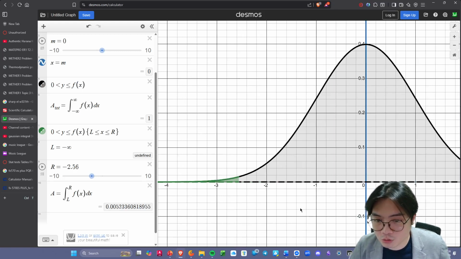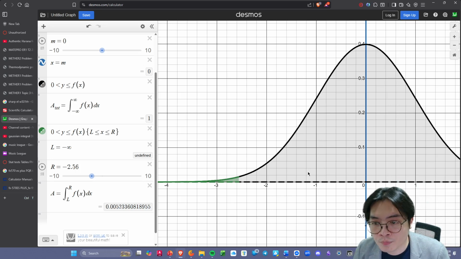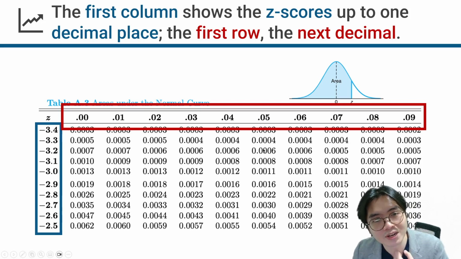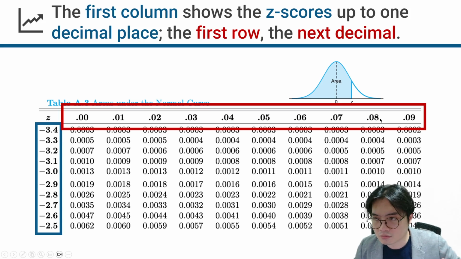So again, a lot of your stat tests will be super mega easy if only you had graphing calculators. But most probably you don't have graphing calculators with you. So you're going to have to make do with Z tables. They explain in here basically the same thing that I've explained to you. The first column shows the Z scores up to one decimal place, and the column headings in the first row are the next decimal, the hundredths place.